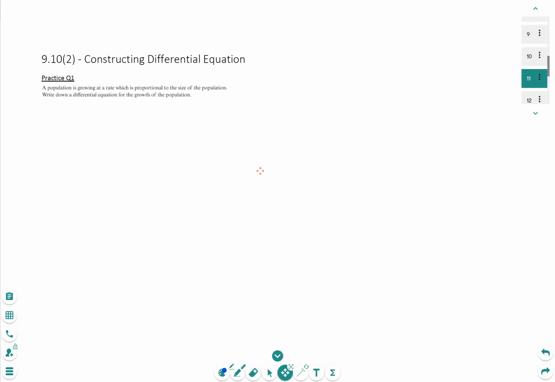Press question one. I'll go through it. So the population, let's use P, is growing at a rate proportional to the size of the population. So this is going to be dP by dt equals kP, because we're measuring population over time. Proportional means k times. We're growing, and growing means positive. So kP, that's it.